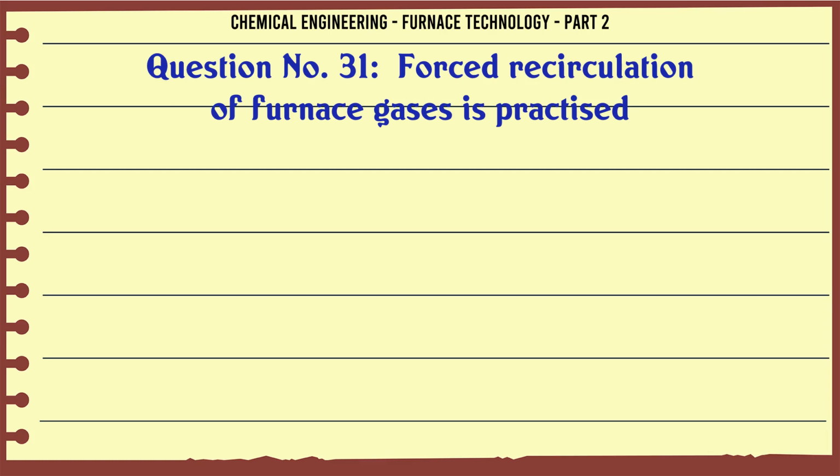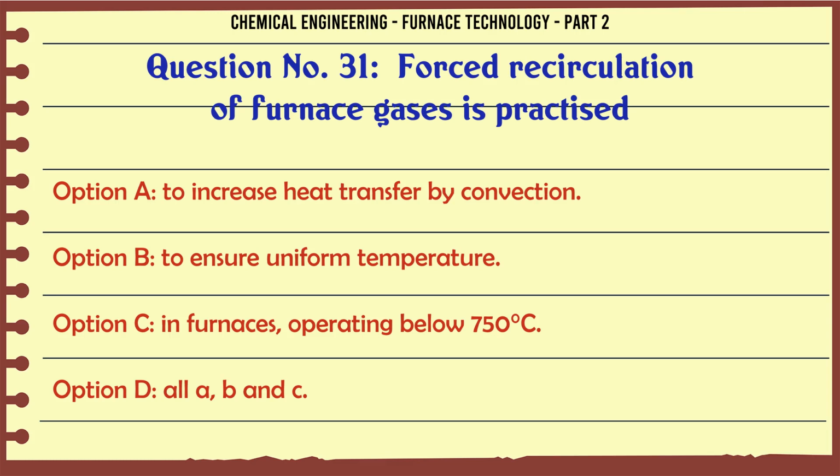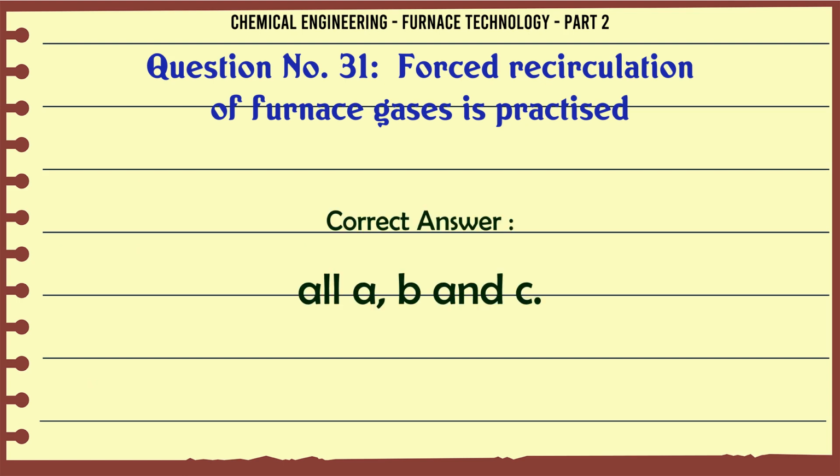Forced recirculation of furnace gases is practiced A. To increase heat transfer by convection. B. To ensure uniform temperature. C. In furnaces operating below 750 C. D. All A, B, and C. The correct answer is all A, B, and C.